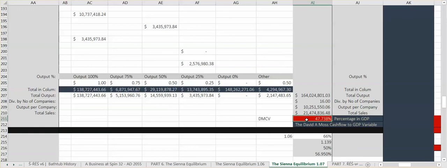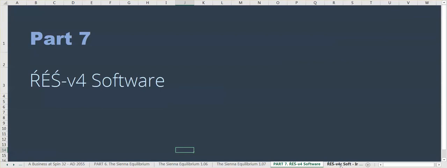GDP for, it's the same thing, half of GDP for 56 years is the same as starting at zero and ending at one, with a flat line showing growth. So that teaches me that I think we pretty much got to accept this cash flow variable is about 50%. Okay, that's the Sienna Equilibrium and the cash flow variable.